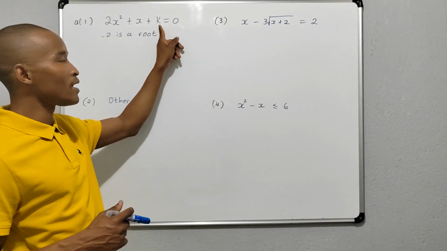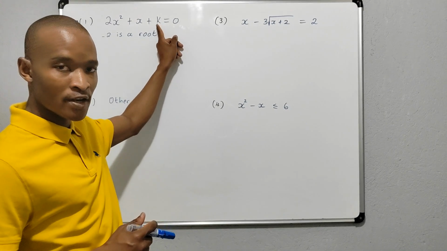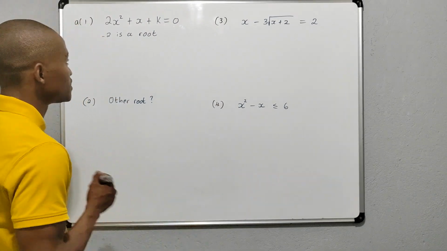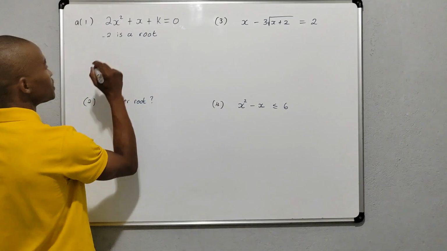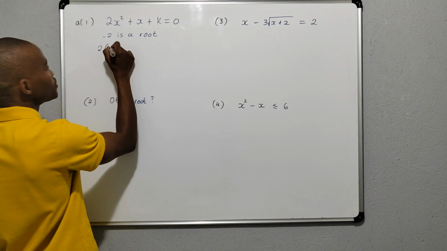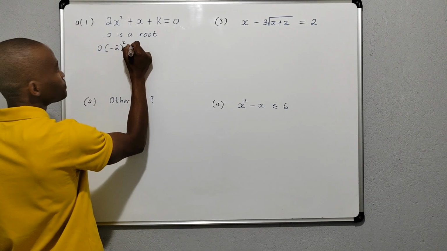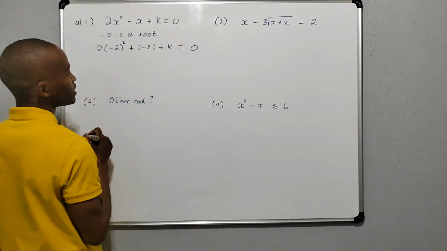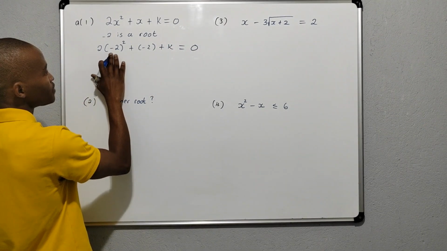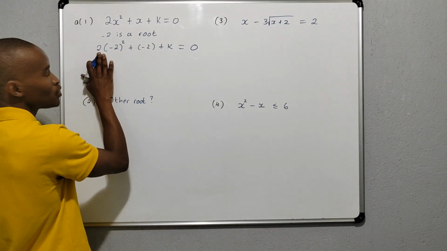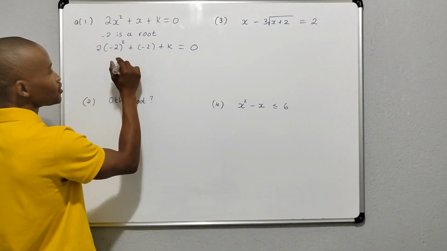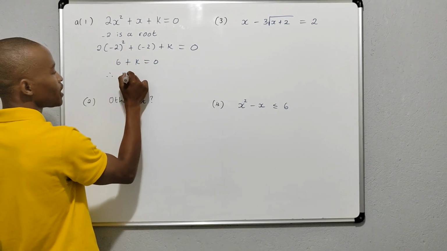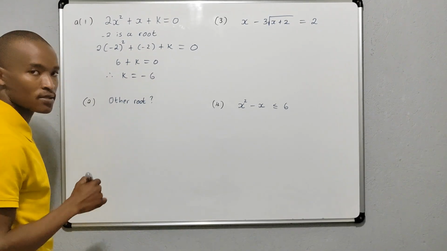However, this k is supposed to be a particular value according to the question. We must prove that it is equal to what? -6. So let us do that. How do we approach that? We're going to substitute now for x and solve for k. Okay, what are we going to get here? -2 squared is 4, times 2 it's 8, minus 2, we have a 6 plus k equal to 0, and therefore k is equal to -6.